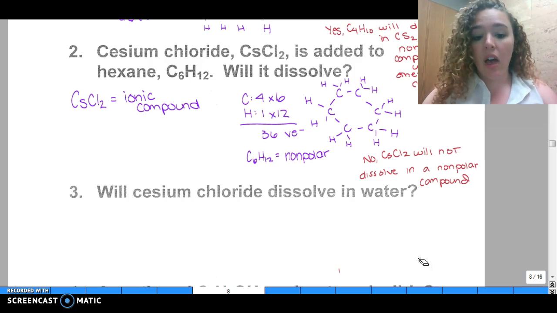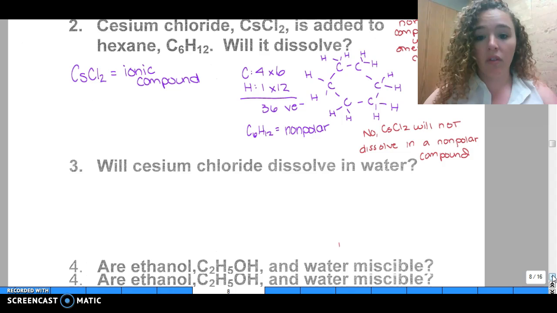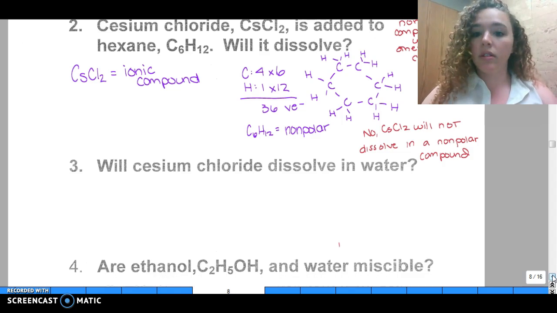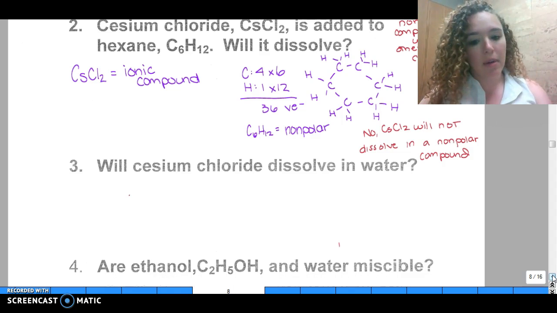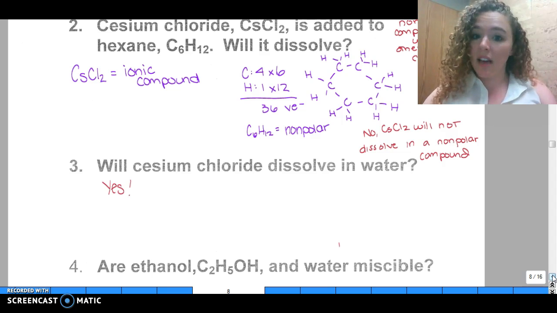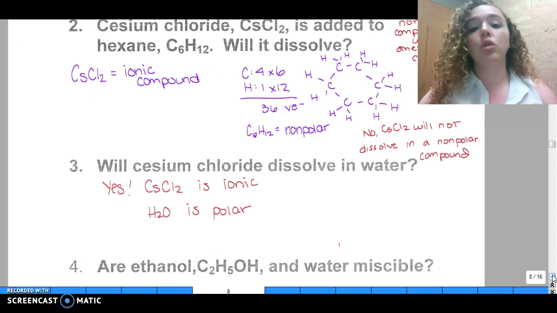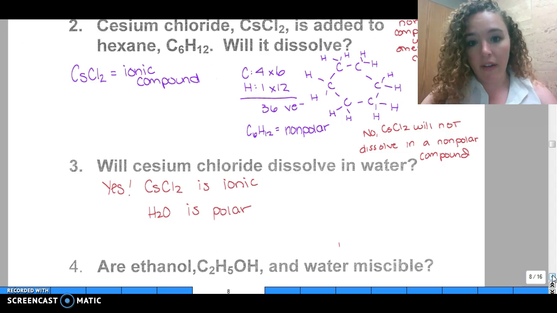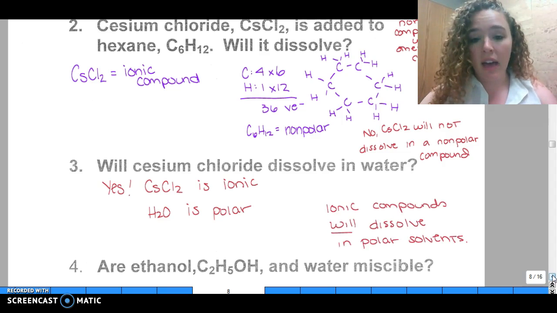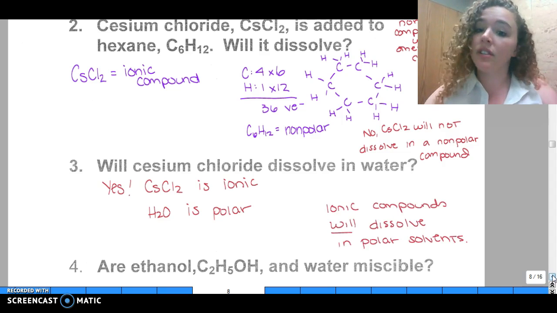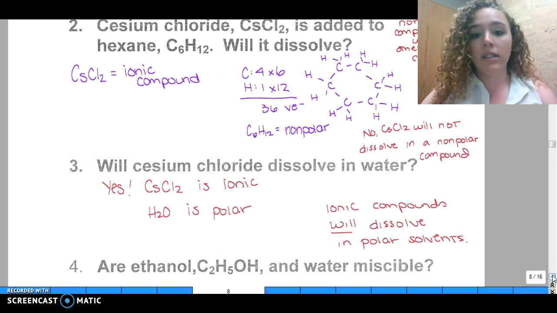So if cesium chloride will not dissolve in a nonpolar compound, will it dissolve in water, a very polar compound? And the answer to that is yes. CsCl2 is ionic and H2O is polar. Ionic compounds do dissolve in polar solvents. And the reason for that is because ionic compounds are very similar to polar compounds. One side is positive and the other side is negative.